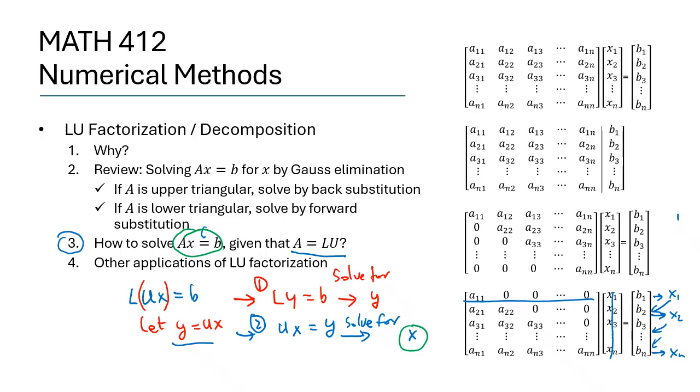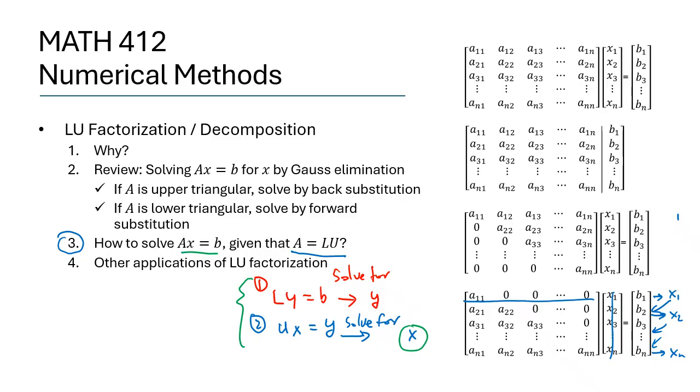So therefore, given that we have an LU factorization, we can just take these two steps to solve the system Ax = b. It's solved this way. That's nice. No matrix operations are needed.